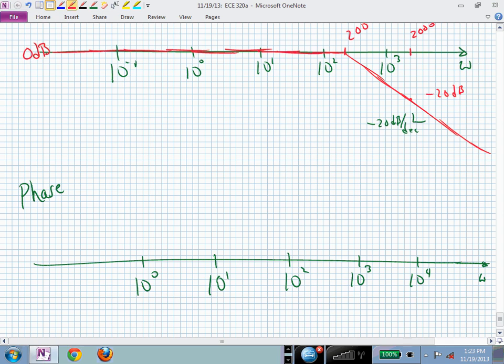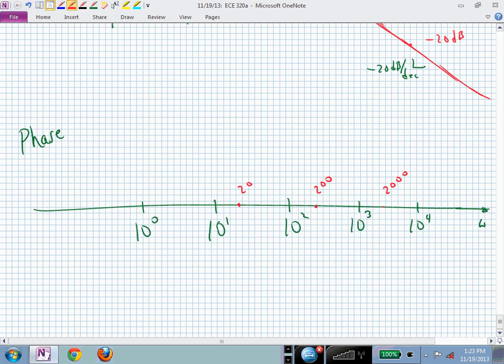What are my 3 points of interest? What's the first one maybe that you'll write down? 20. So that's a third of the distance between 10 and 100. So if I call that 20, then I'm going to be right there's my sweet spot of 200, and then here's 2,000. And those are my 3 frequencies of interest.